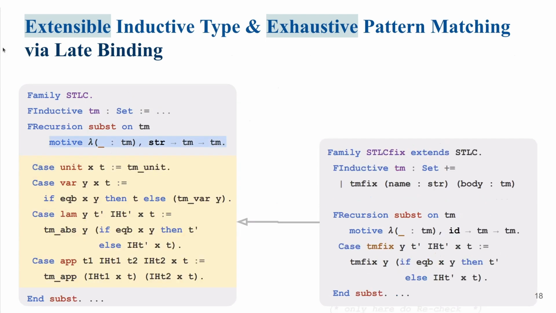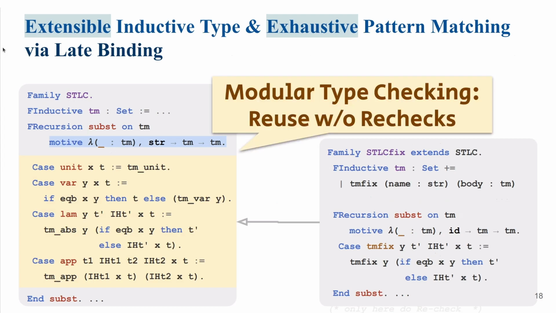This slide shows the four case handlers in the substitution function. Late binding makes it possible for the derived family to reuse the case handlers without redoing the type checking against this motive type. Because Tm is late bound, that is, the meaning of Tm is polymorphic to its enclosing family, when the case handlers are inherited into the derived family, they remain well typed. Their types now refer to the Tm in STLC fix.